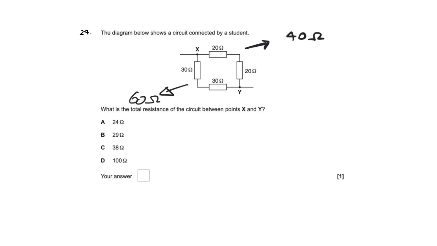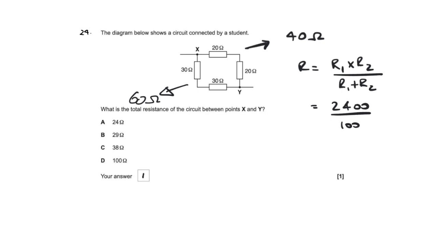Now we have a parallel connection, so we can work it out using R equals R1 times R2 over R1 plus R2. This avoids me flipping the fraction. So I have 2,400 over 100, which gives me A as the answer.